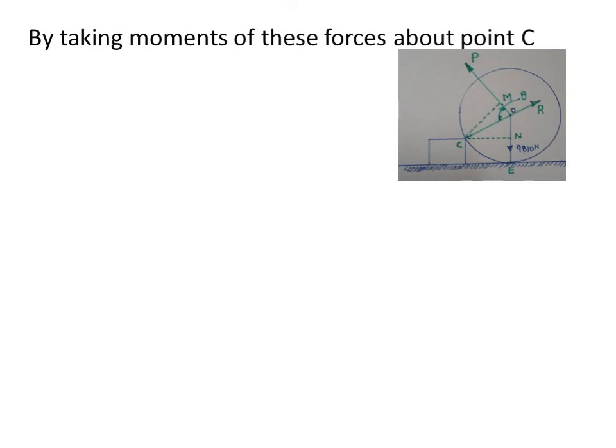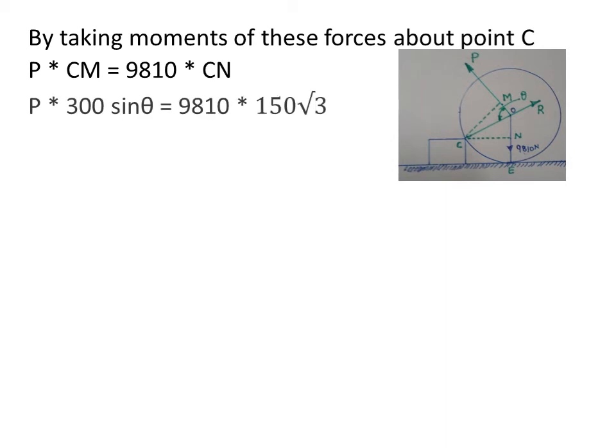By taking moments of these forces about point C, P into Cm equal to 9810 into Cn. By substituting value of Cm in terms of theta, P into 300 sin theta equal to 9810 into 150 root 3. So the value of P is 9810 into 150 root 3 divided by 300 sin theta. We are getting P in terms of sin theta.